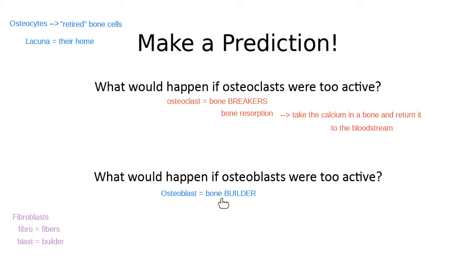Osteoblasts are my bone builders. When I build bone, what ends up happening is I take calcium that's in the bloodstream and put it into bone tissue. So when I build bone, I take calcium out of the bloodstream and put it into bone tissue. There we go.